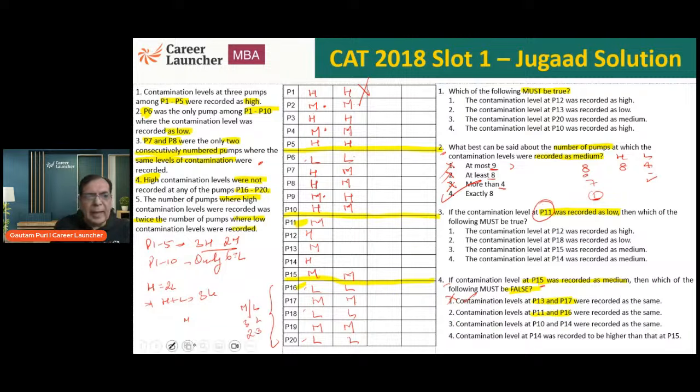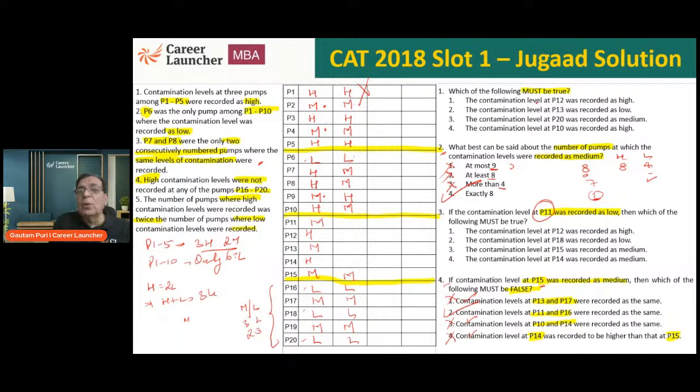Statement 3. P10 and 14 were recorded as the same. 10 is high, 14 is high. Yes, statement 3 is correct. So it cannot be the answer. Statement 4. P14 recorded a higher level than 15. Yes, P14 is high, P15 is medium. So statement 4 is also correct, and hence cannot be the answer. So as we found out earlier, statement 2 should be the correct answer. Now what do? Go to question 1.